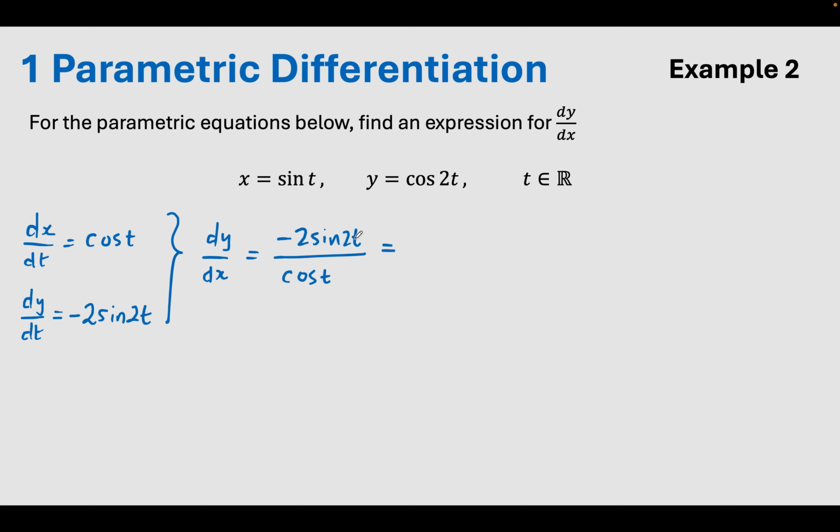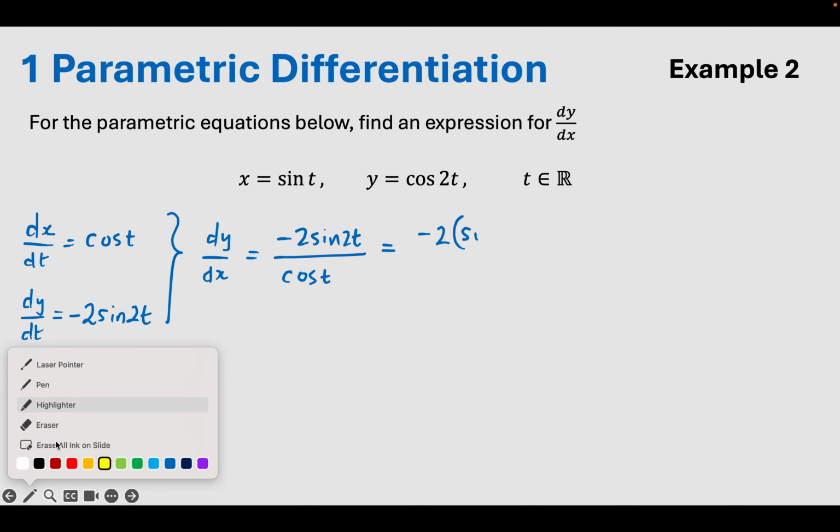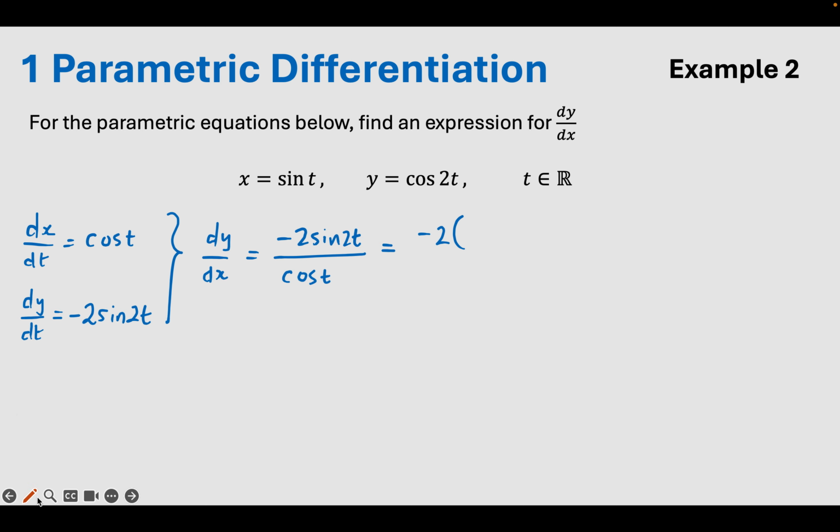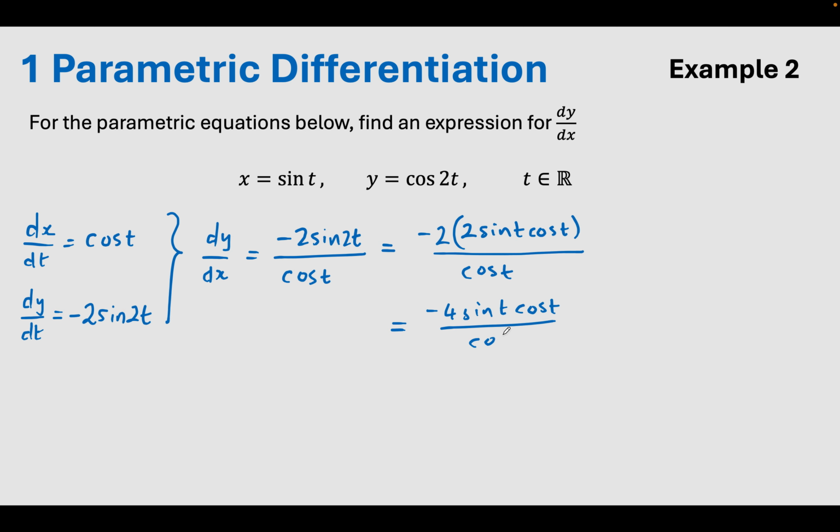And I could leave it like this, but for sake of argument, let's just cancel it. So I get minus 2, and sine 2t, remember, is, getting ahead of myself here. Sine 2t is the same as 2 sine t cos t, and all of that is over cos t. So I get minus 4 sine t cos t over cos t, which means I get minus 4 sine t.